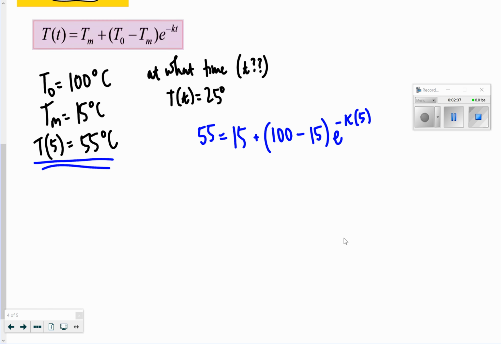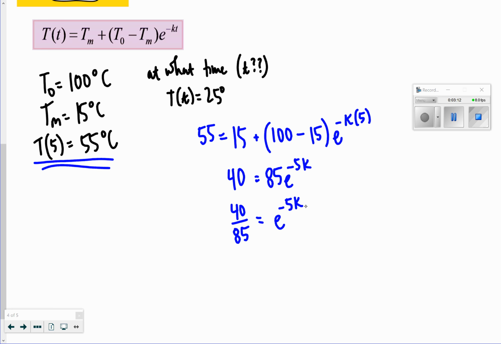So let's solve. 100 minus 15 is going to be 85 e to the negative 5k. I'm just rewriting this exponent, and I'm going to move the 15 to the other side, so this is equal to 40. Divide both sides by 85. We would have 40 over 85. And yes, we could simplify that, but we don't really need to. e to the negative 5k. This is as far as I can go in this form. It's in exponential, so I need to write it as a logarithm.